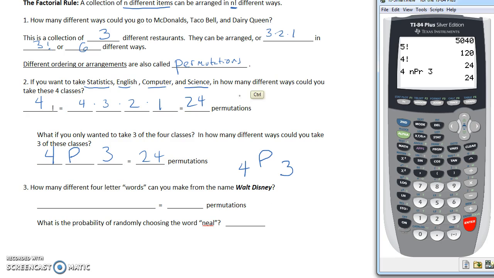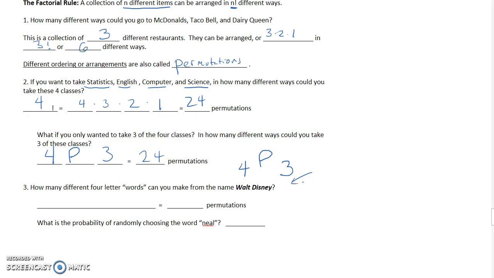Okay, so the next one, it says, how many different 4-letter words can you make from the name Walt Disney? Here's one thing I want to make note of. These are all unique letters. There's no repeats. There's only one A, there's only one Y, there's only one I. Every single letter shows up only once. That's really, really important to this idea. Now, how many letters do I have? 1, 2, 3, 4, 5, 6, 7, 8, 9, 10. There are 10 different letters, right? So this would be 10 factorial different permutations. This is how many different 4-letter words. Let's just say arrangements of 4 letters.